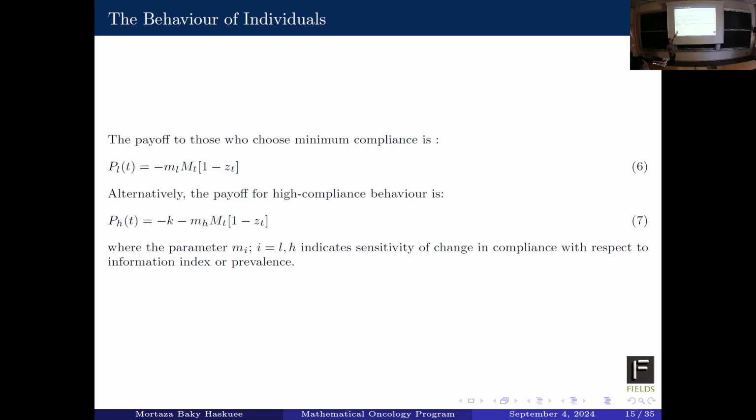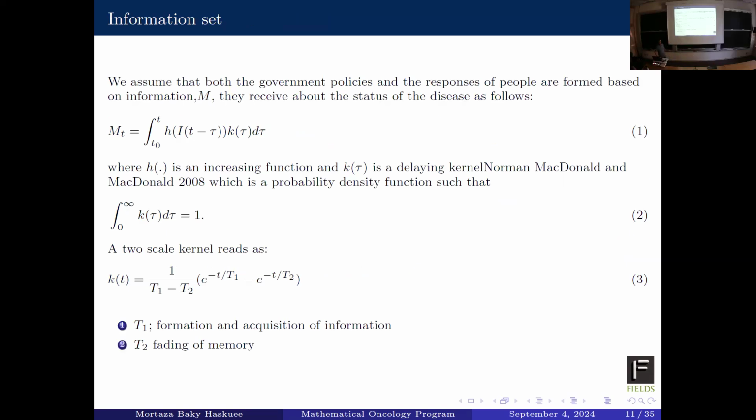MT is the information index that I explained in previous slides. Here I explained that M is the information index that we integrate into our model. The information is the integration of H, which is an increasing function of the number of infections, I, and also the kernel function, which is because of the acquisition of information and the fading of information. Information comes from the government, which makes policies, and also from the people.